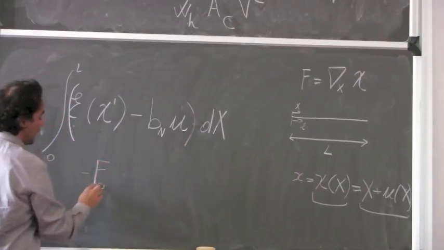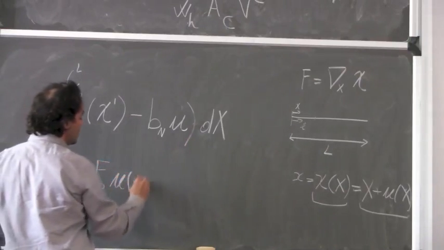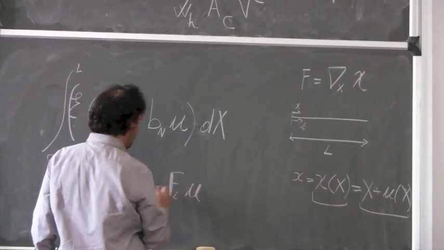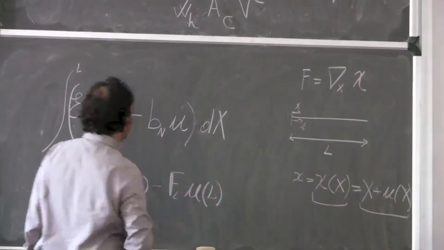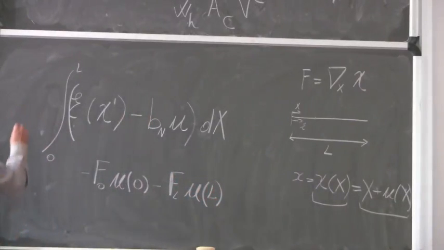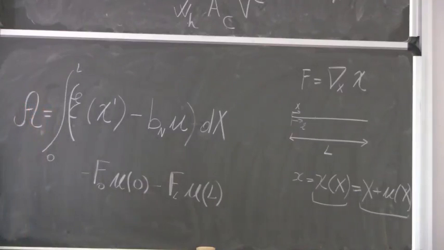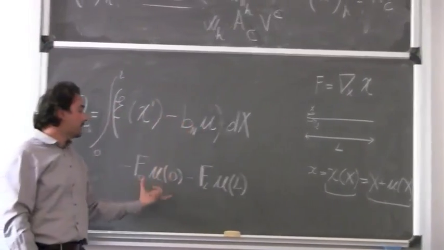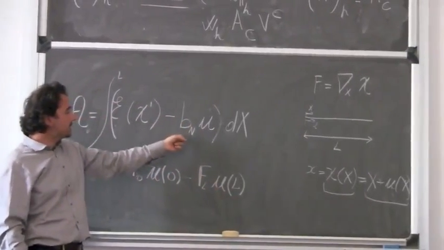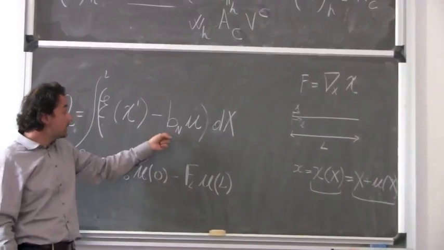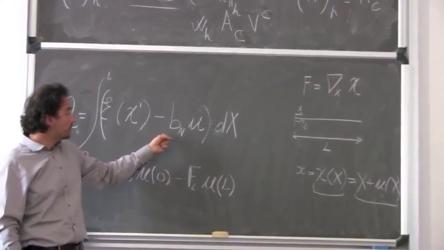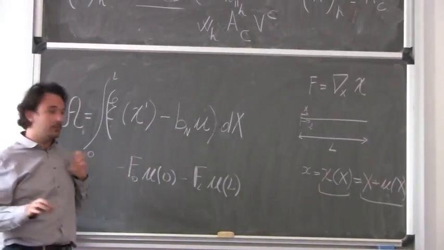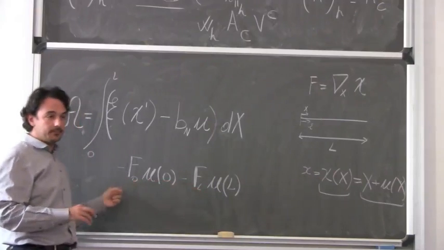Maybe here we can say F0 U at 0 plus FL minus FL U of L. If we call this an action, the action is due to the internal part and the external part. The external part is due to a volume part, so something distributed over the volume, or at the border.